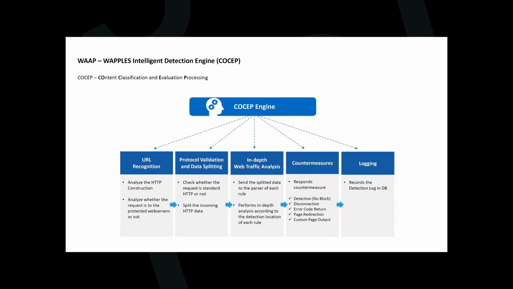And we have a very unique engine. It's called COCEP, which stands for Content Classification and Evaluation Process. We have our own proprietary engine to do URL recognition, protocol validation, data splitting, in-depth web traffic analysis, and then apply countermeasures and do logging. The engine breaks down all your API calls or web HTTP calls, the requests and headers and contents and many others. We break them down into very small pieces and apply our rule engine and all our other AI engines to help you detect threats.